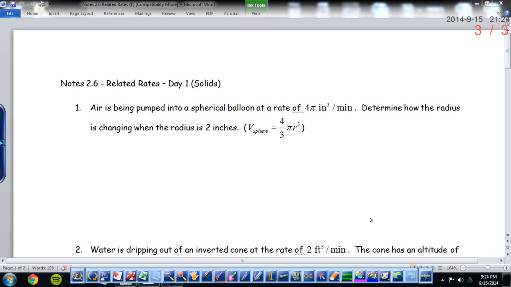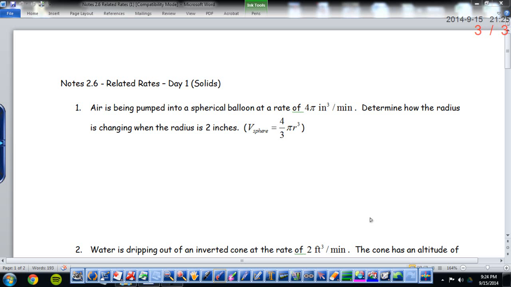Okay, today we're going to talk about related rates. Related rates is the relationship between how different parts of an object are changing over time. For example, if you're blowing up a balloon, it's the relationship between how the volume is changing and how the radius is changing at the same time, because they're not necessarily changing at the exact same rate.